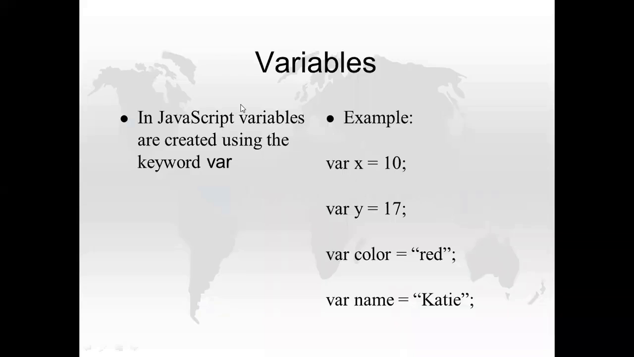Here you can see how to create variables in JavaScript. You can write a variable using the keyword var. Here you can see var x = 10. This is the value assigned to that variable x. These are examples of how to declare variables using the var keyword.